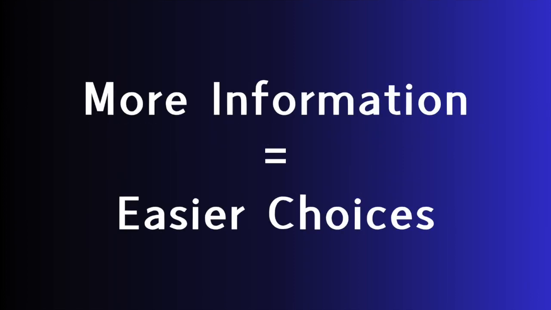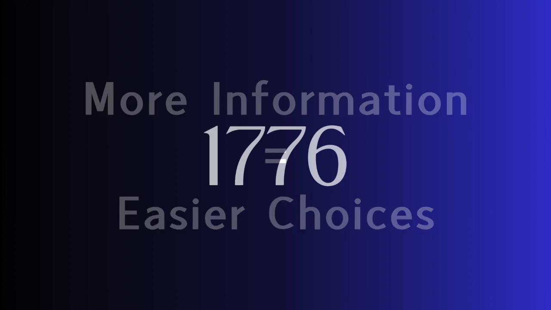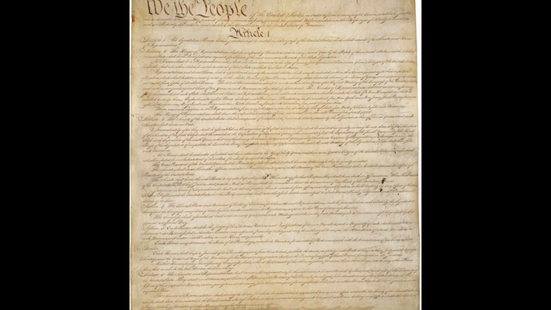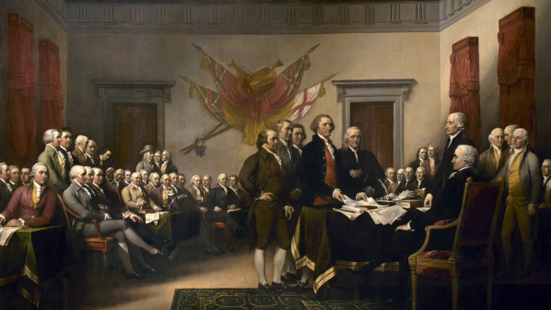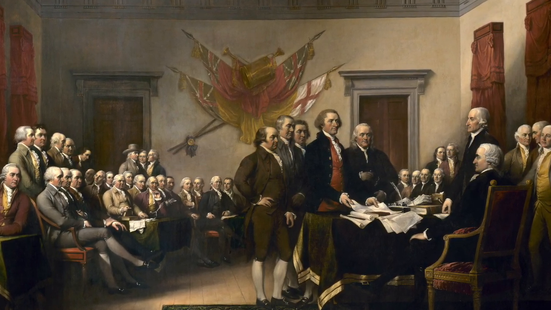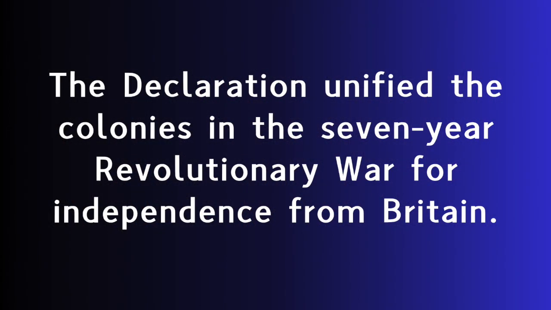The story begins on July 4th, 1776, when the 13 American colonies declared their independence from Great Britain. The Declaration of Independence outlined the colonies' desire for freedom, equality, and self-governance. This laid the groundwork for the Revolutionary War. I cover the Declaration of Independence in another video.